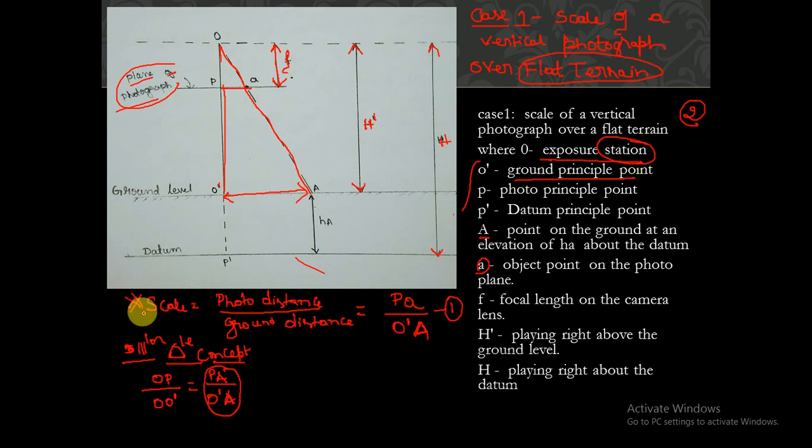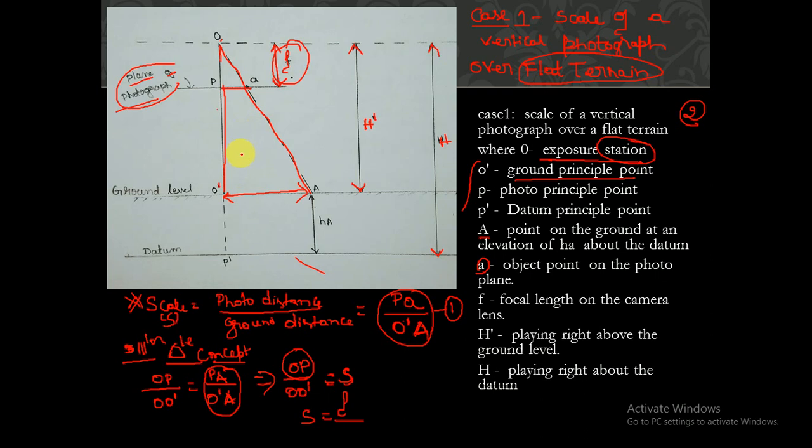This can be written as scale, right? Scale is represented in terms of S. So S will be equal to OP divided by OO dash. Understood how it came? So Pa by O dash A is the scale. This complete term I had taken as scale, that is S, that is OP by OO dash. Then similarly, S is equal to, what is OP? Just see here. OP is the focal length of the camera lens. I can write OP as F divided by OO dash.